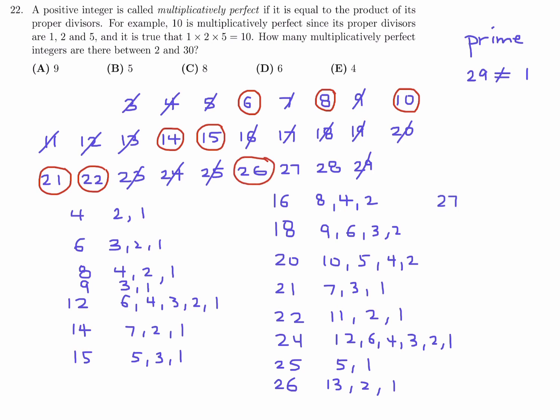27, its factors are 9, 3, and 1. When you multiply those, you do indeed get 27. And the last one is 28. Its factors are, let's see here, 14, 7, and 2. And when you multiply those, you get a number greater than 28. So the ones I circled are the only ones. So how many are there? 1, 2, 3, 4, 5, 6, 7, 8, 9. So number 22, the answer is A.